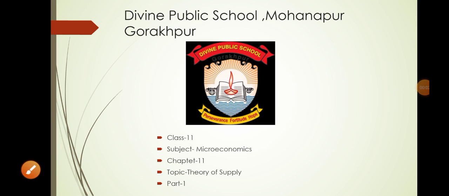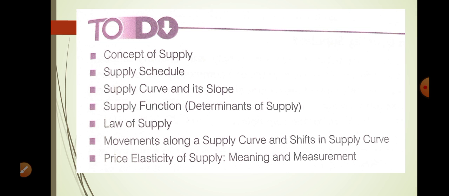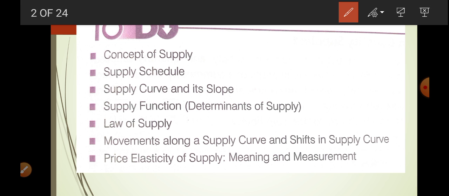Hello, class 11th student. Today I'm going to start chapter 11 from your book Microeconomics. Topic is theory of supply and this is part 1. In this chapter we are going to cover these topics.